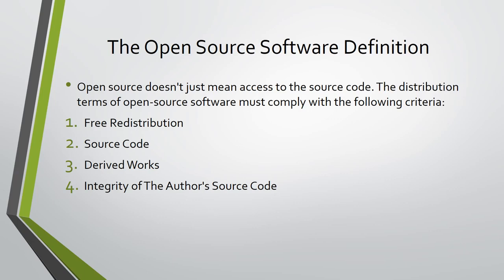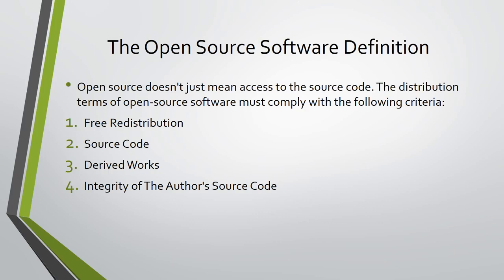1. Free redistribution. The license shall not restrict any party from selling or giving away the software as a component of an aggregate software distribution containing programs from several different sources. The license shall not require a royalty or other fee for such sale.